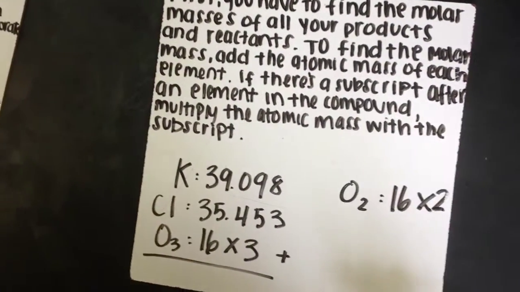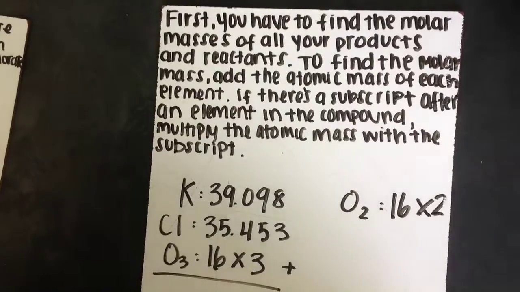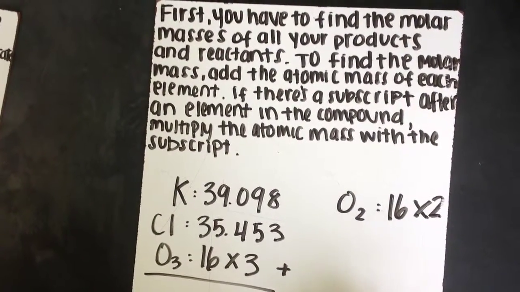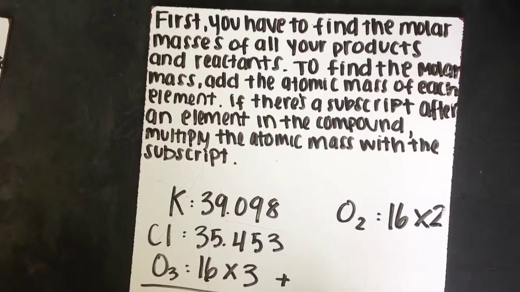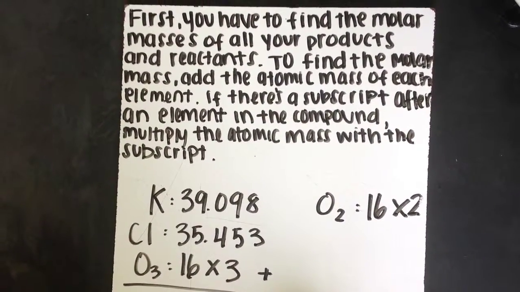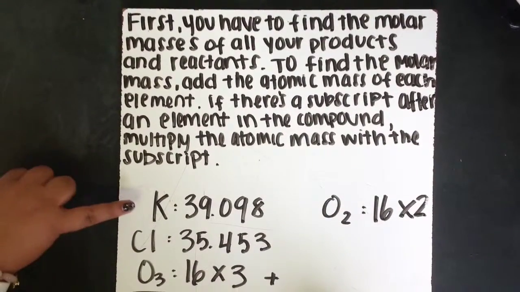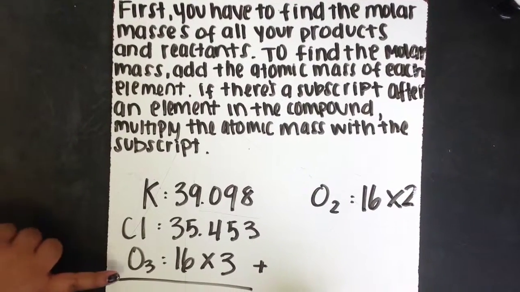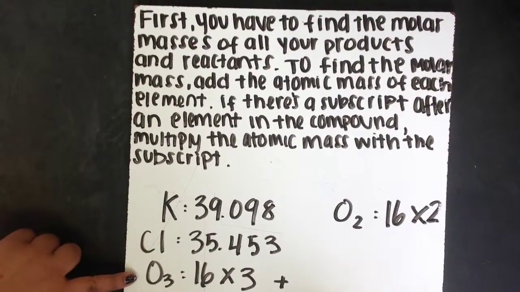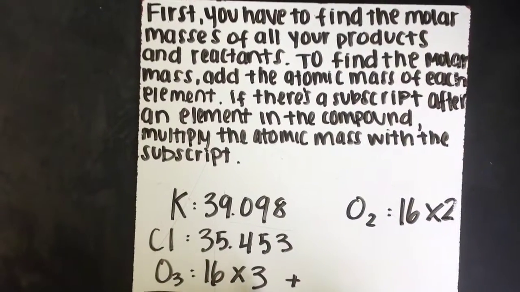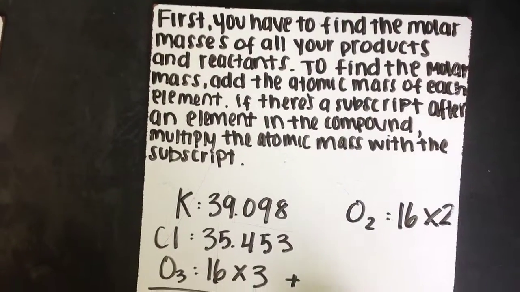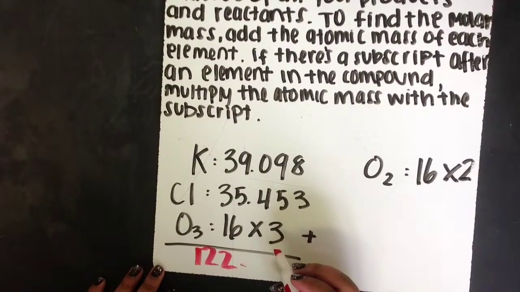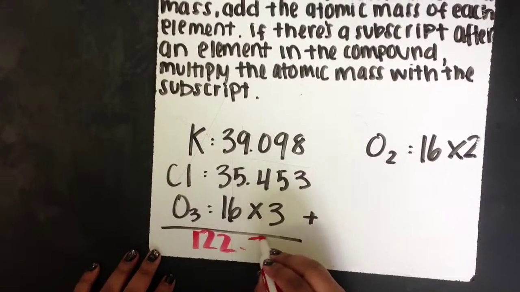First, you have to find the molar masses of all your products and reactants. To find the molar mass, add the atomic mass of each element. If there's a subscript after an element in the compound, multiply the atomic mass by the subscript. Potassium has 39.098 grams. Chlorine has 35.453 grams, and oxygen has 16, but since it's a subscript after oxygen, you need to multiply it by 3. And that should total 122.548.